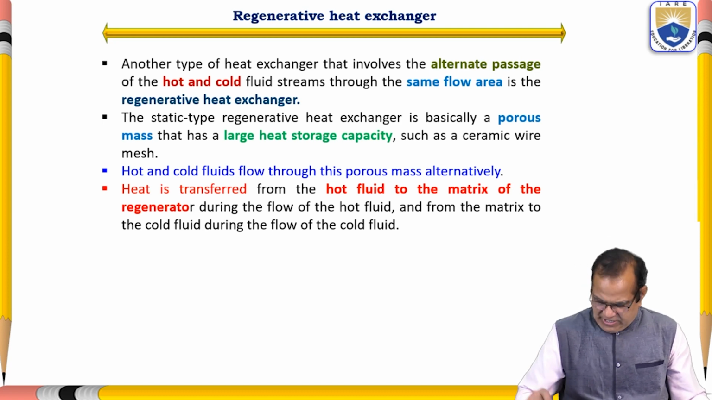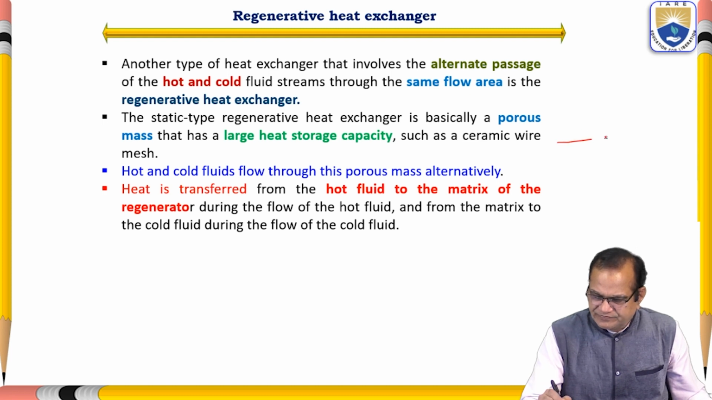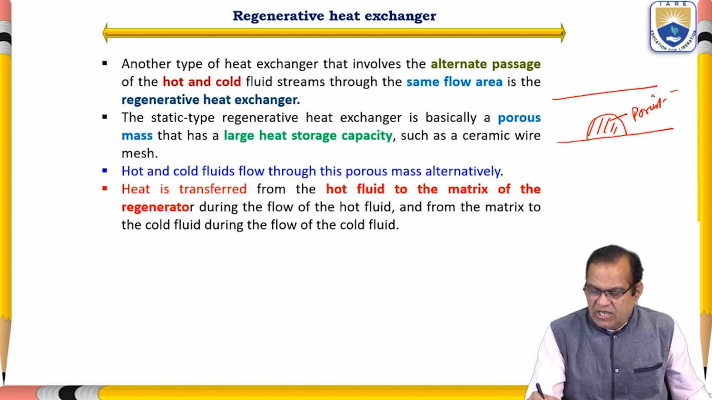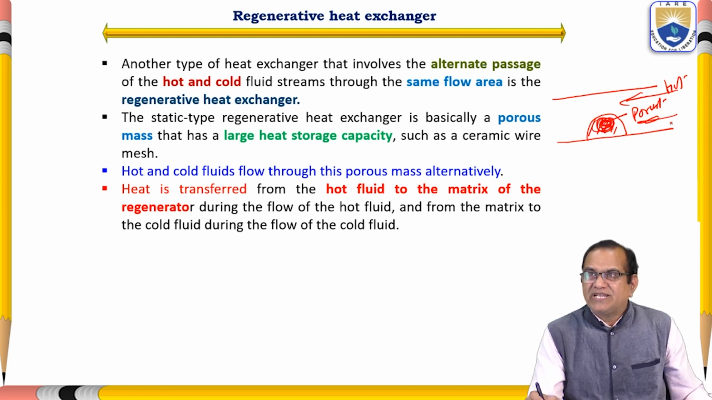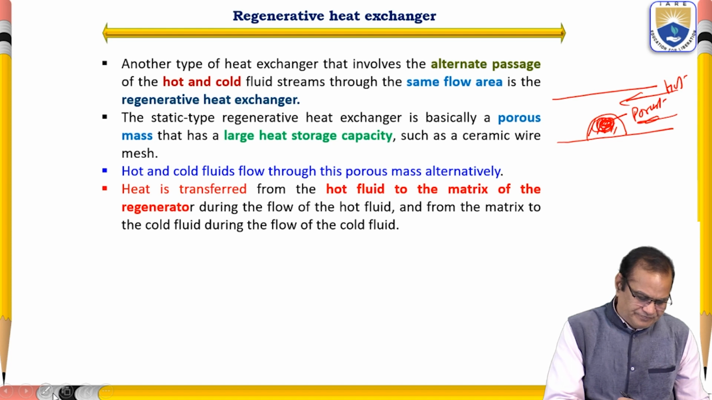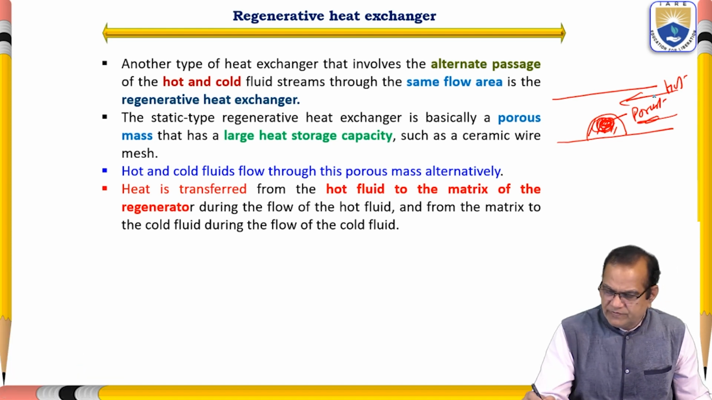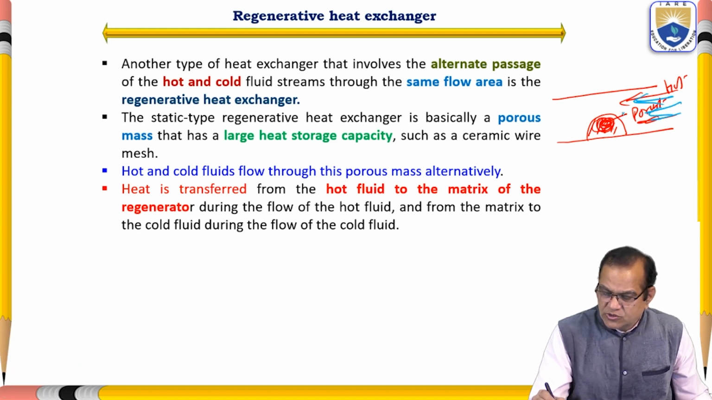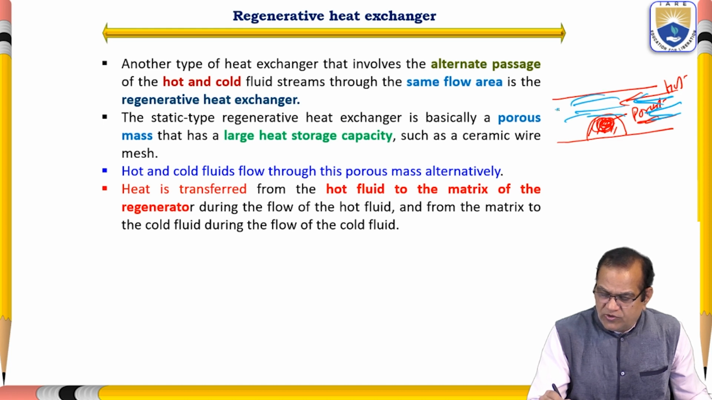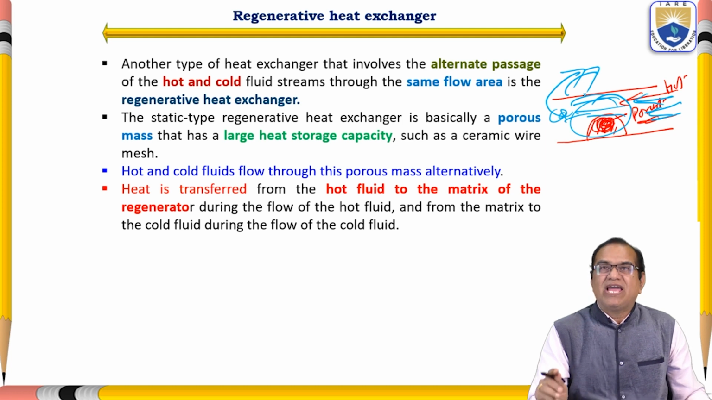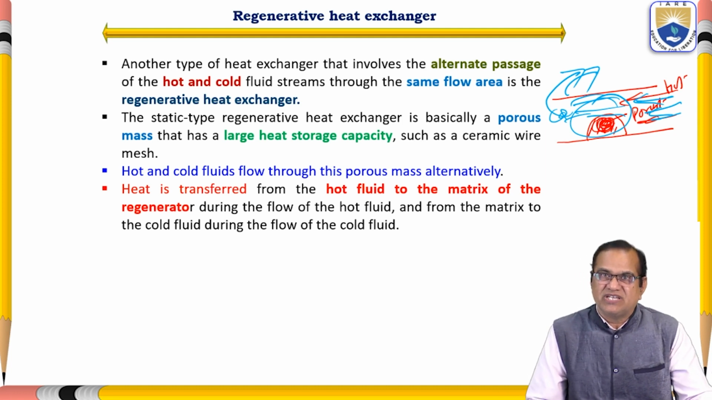regenerator during the flow of the hot fluid, and from the matrix to the cold fluid during the flow of the cold fluid. So here if you see, there is a channel. We are keeping some material here. This is the porous, and first the hot fluid will go. It will absorb the heat. After that, we will send the cold fluid. As and when the cold fluid is moving, it will absorb the heat and it will be rejected. So like this, it is called a regenerative heat exchanger.